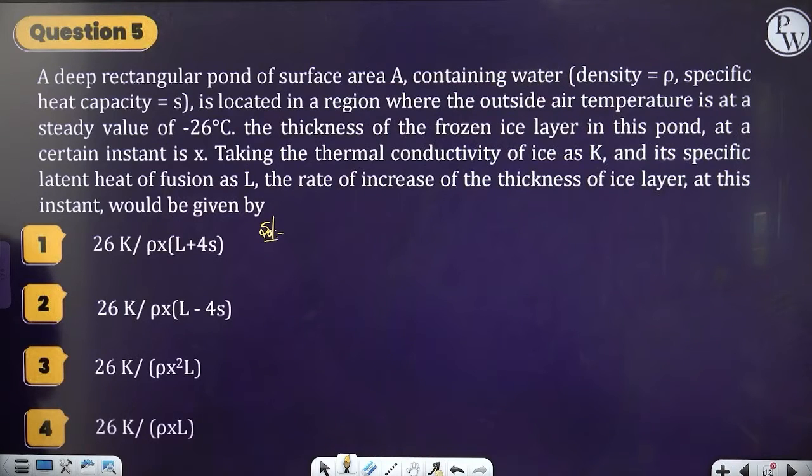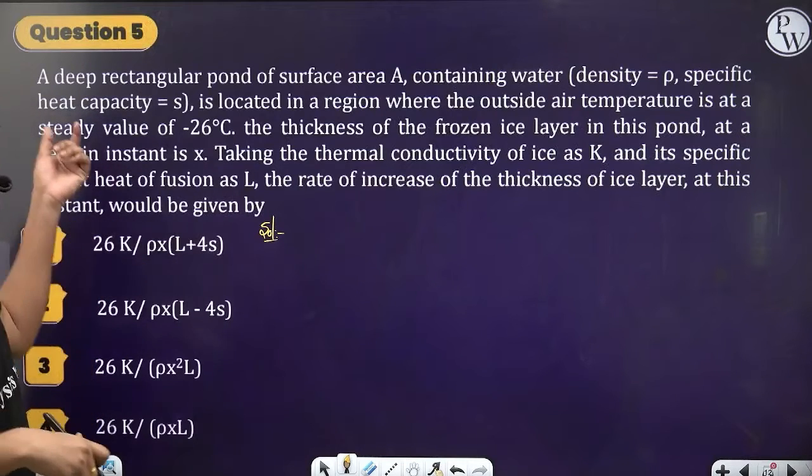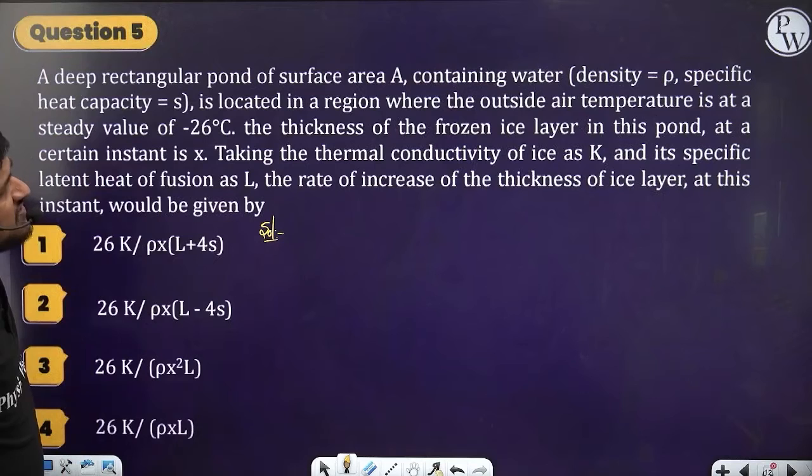Solve this question. So what does the question say? A deep rectangular pond of surface area A containing water of density rho and specific heat capacity S is located in a region where the outside air temperature is at a steady value of minus 26 degrees centigrade.